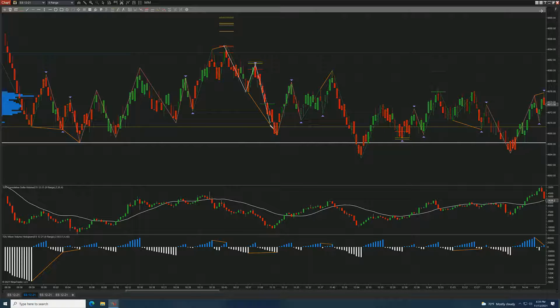So here's the first target, second target. So this algo gets paid, and we come down here. Now, if sellers were going to really rip this lower, you'd anticipate that there's a hard break here of the IB, and then we're dragging it lower.